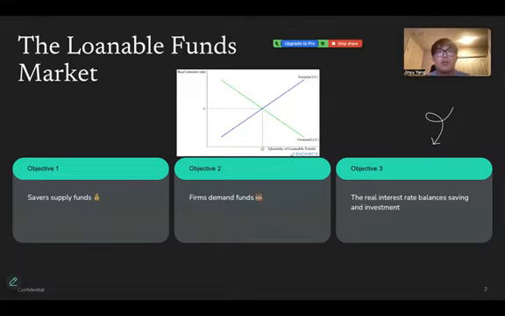Okay, let's start with the loanable funds market. This diagram shows how savers and investors interact in the economy. The blue line represents the supply of funds coming from household saving. The green line represents the demand for funds, which comes from firms borrowing to invest. On the vertical axis, we have the real interest rate, and on the horizontal axis, the quantity of loanable funds. At the intersection point, saving equals investment.